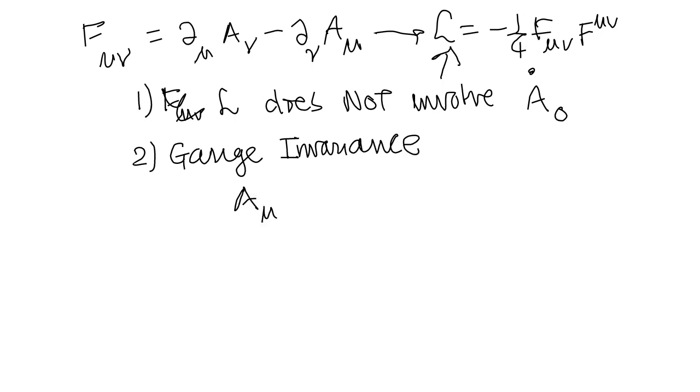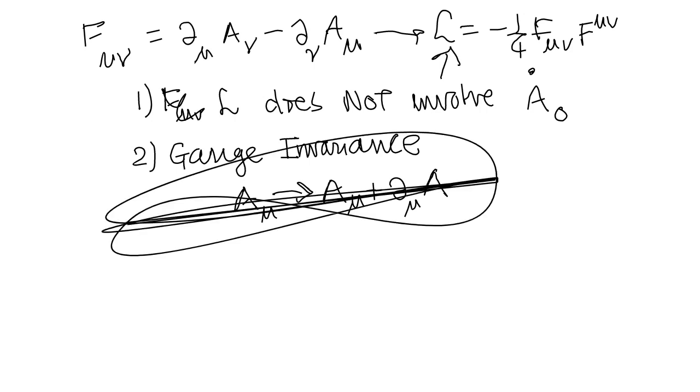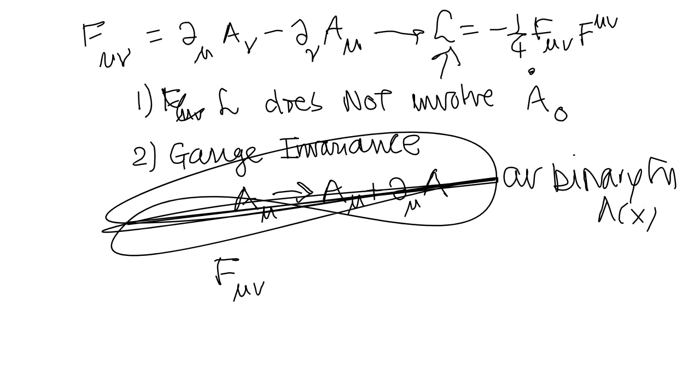Notice that if we transform the gauge potential A mu by adding to it a total derivative of some arbitrary function, some arbitrary function lambda of x, and we make this transformation, then F mu nu is not affected. That is, this is a transformation that leaves the action invariant.